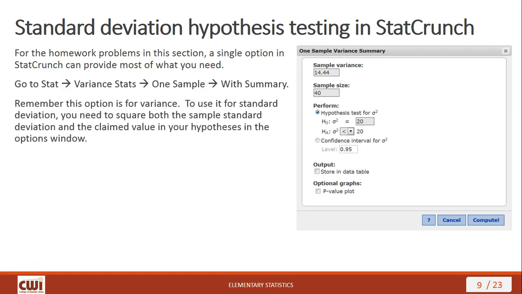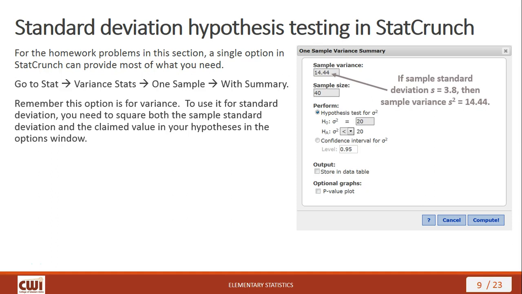So, once you go into your options window, remember that what we're doing in StatCrunch is we're getting to the standard deviation through the variance. So the number that you put in for sample variance can't be the standard deviation. You have to square the standard deviation in order to get variance. You also have to square the claimed value when you're putting that into your hypothesis. So don't forget that you have to make some adjustment in order to use this in StatCrunch.